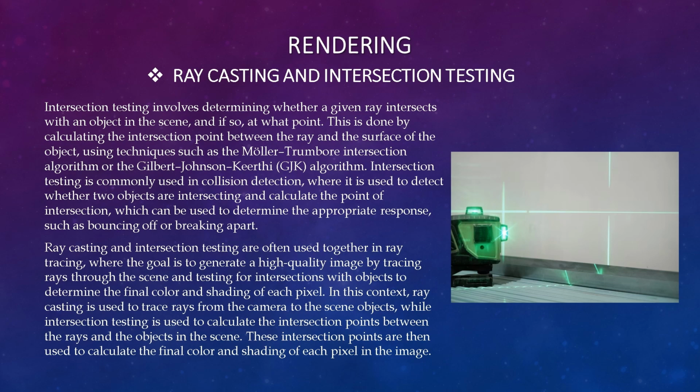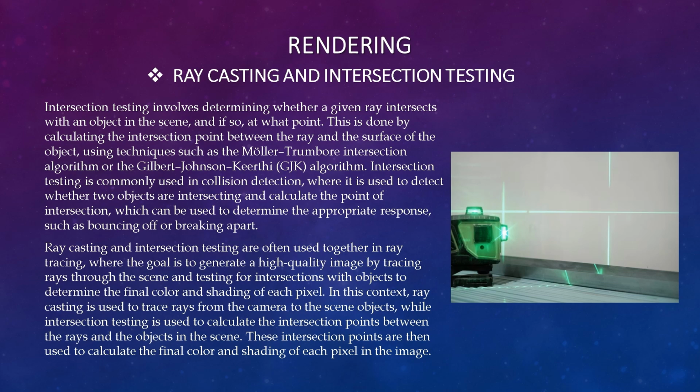Raycasting and intersection testing are often used together in ray tracing, where the goal is to generate a high-quality image by tracing rays through the scene and testing for intersections with objects to determine the final color and shading of each pixel. In this context, raycasting is used to trace rays from the camera to the scene objects, while intersection testing is used to calculate the intersection points between the rays and the objects in the scene. These intersection points are then used to calculate the final color and shading of each pixel in the image.